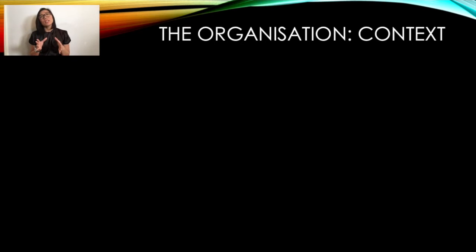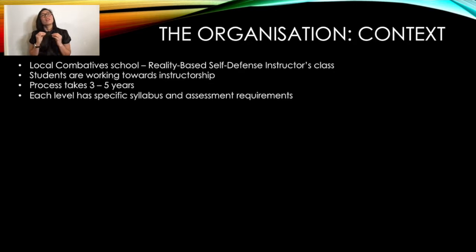Now, let's take a look at the organisation we performed the TNA on for this study. The organisation is a local combative school that has a reality-based self-defence instructors class. Essentially, all students in this class are working towards eventual instructorship, a process that normally takes 3 to 5 years. During their learning, they progressively move through levels of qualifications, and each level has a specific syllabus and assessment requirements.